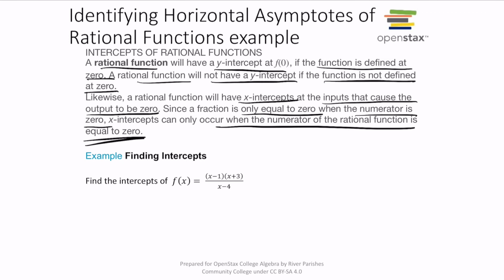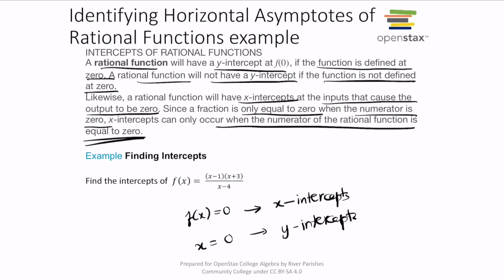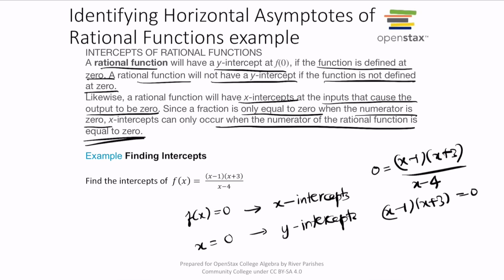The same principle here, again: f of x equal to 0 for x-intercepts, x equal to 0 for y-intercepts. To find the x-intercept, put f of x equal to 0. So 0 equal to x minus 1 times x plus 3 by x minus 4. So you get x minus 1 times x plus 3 equals 0. x minus 1 equals 0 and x plus 3 equals 0, so x equal to 1 and x equal to negative 3.